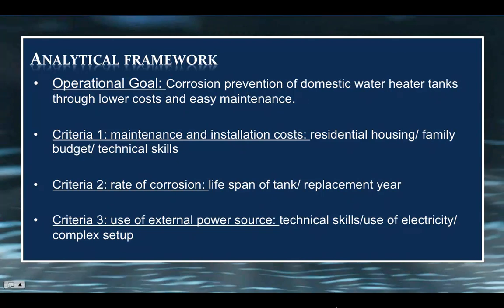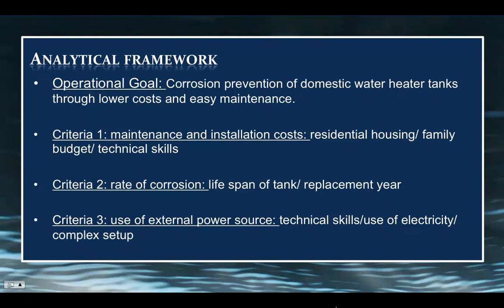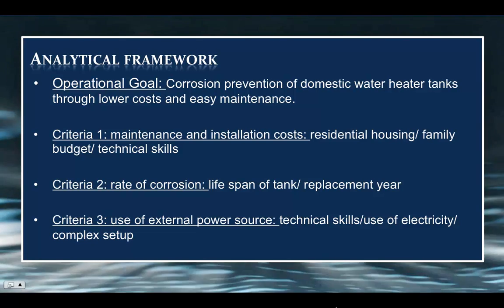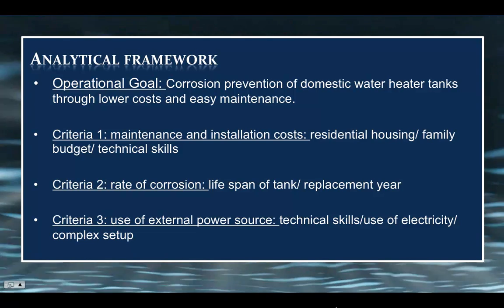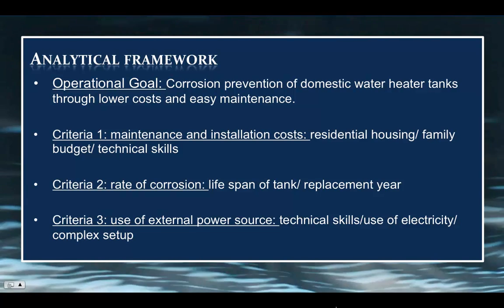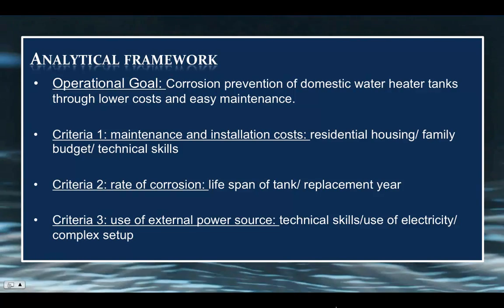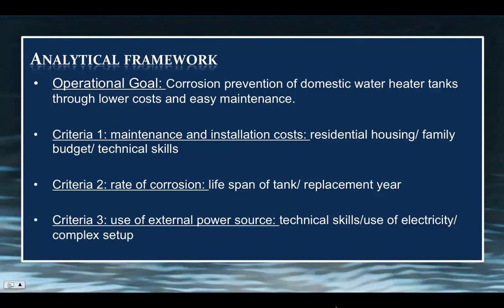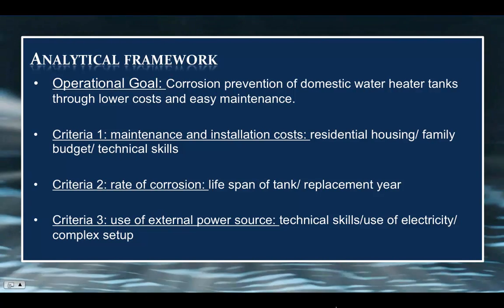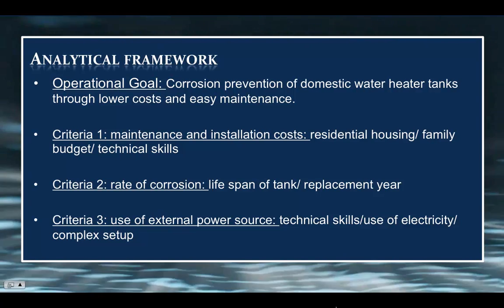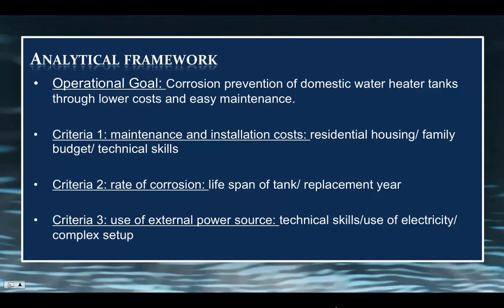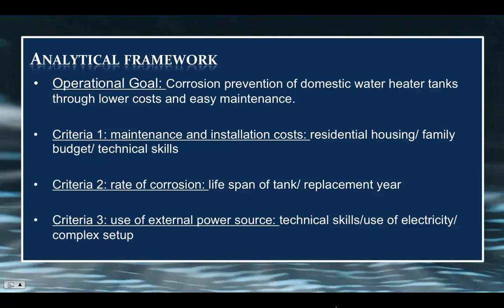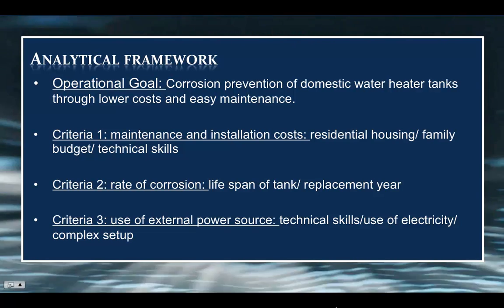The operational goal of these two mechanisms is corrosion prevention of domestic water heater tanks through lower costs and easy maintenance. The first criteria is maintenance and installation costs, and it is the technical skills required and the budget required to replace it. Criteria number 2 is the rate of corrosion, the year the mechanism needs to be replaced, and the lifespan of the tank.